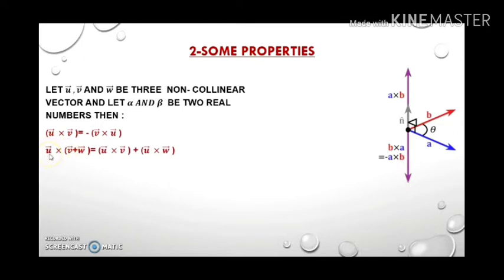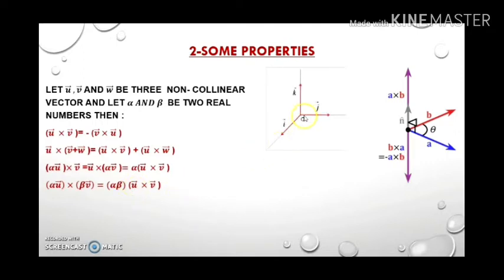The cross product is distributive over addition. It means that u cross (v plus w) is equal to u cross v plus u cross w. With a scalar, the vector alpha u cross v is equal to u cross alpha v, which is equal to alpha times u cross v. The vector alpha u cross the vector beta v is equal to alpha beta times u cross v.